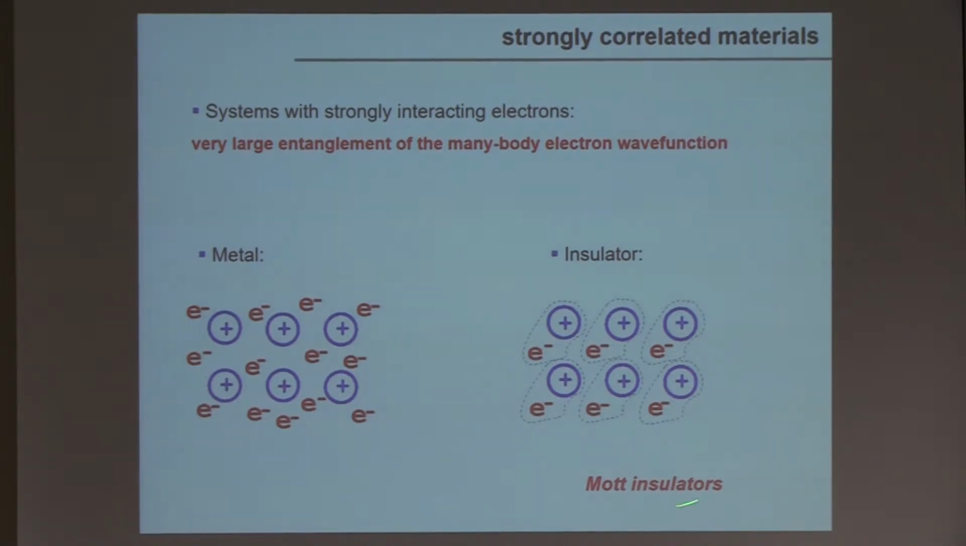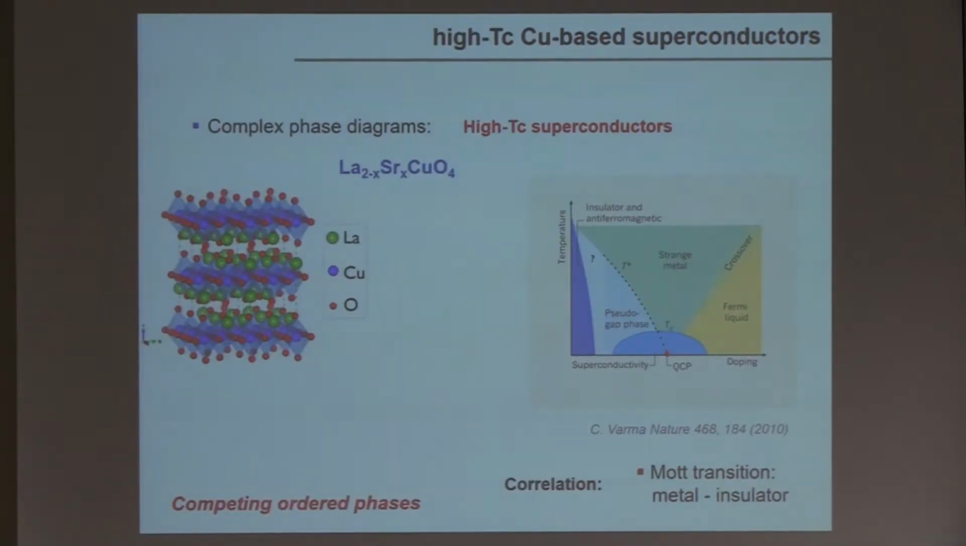In a Mott insulator, these are partially filled band materials that, due to the strong correlation, don't show a metallic behavior as one would expect in the case of having important screening, but they localize and show an insulating behavior. And one of the prominent examples of Mott insulators are the high TC superconductors.